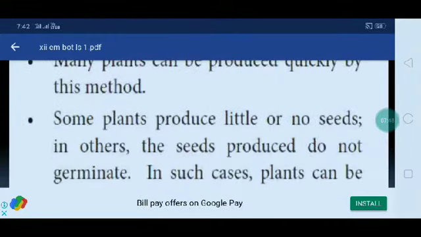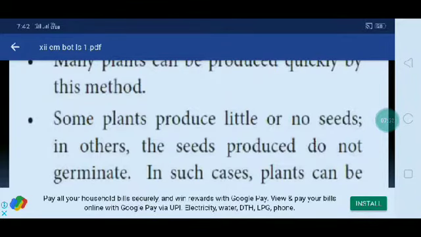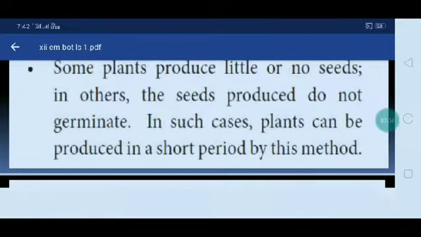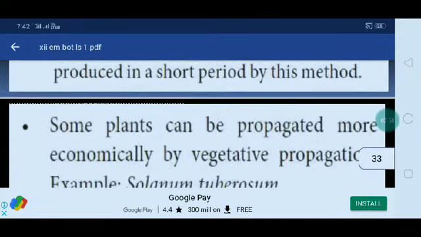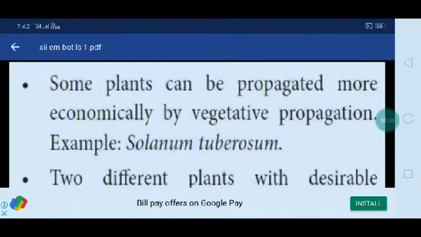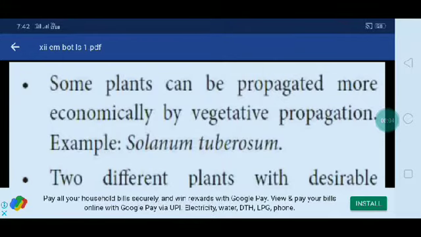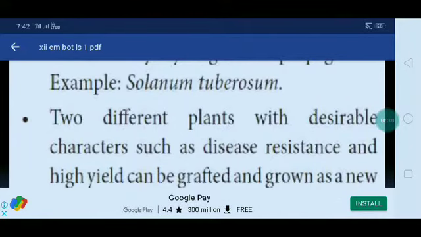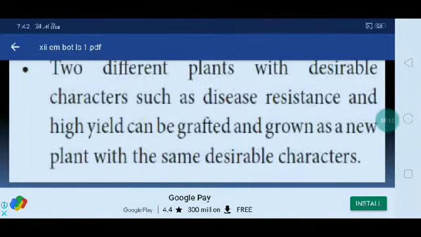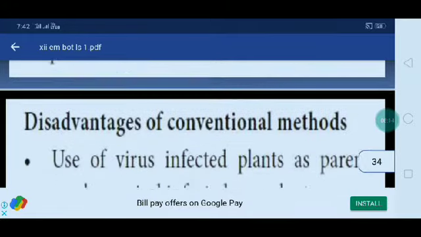Some plants produce little or no seeds. In others, the seeds produced do not germinate. In such cases, plants can be produced in a short period by these methods. Some plants can be propagated more economically by vegetative propagation, for example Solanum tuberosum. Two different plants with desirable characters such as disease resistance and high yield can be grafted and grown as a new plant with the same desirable characters.